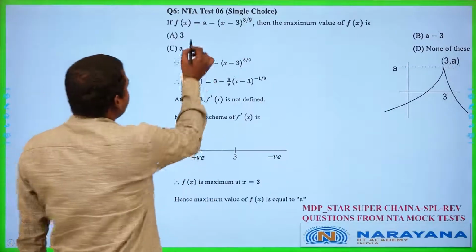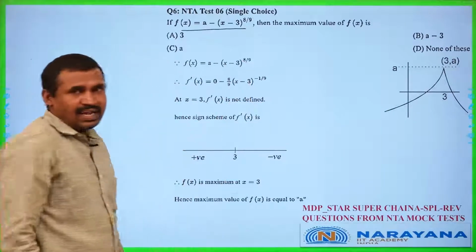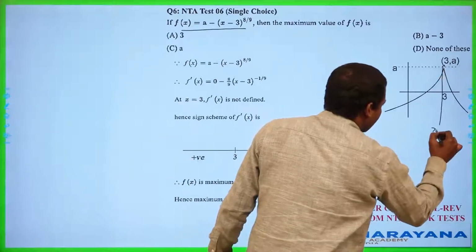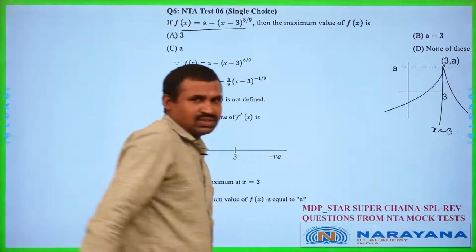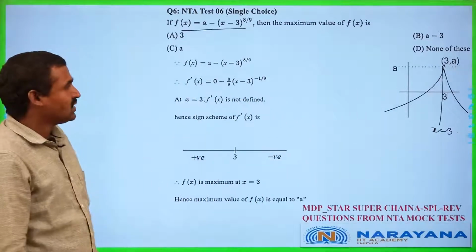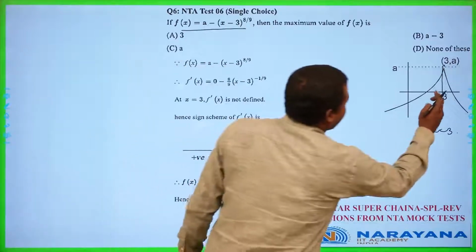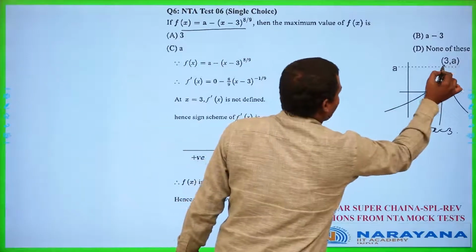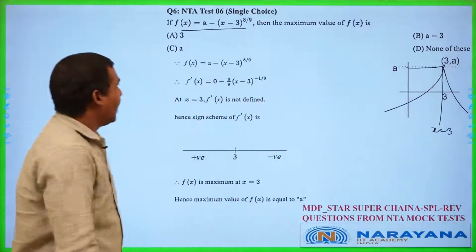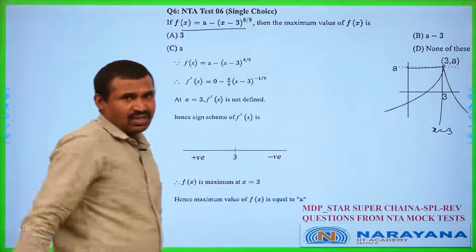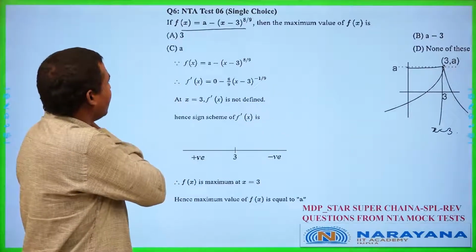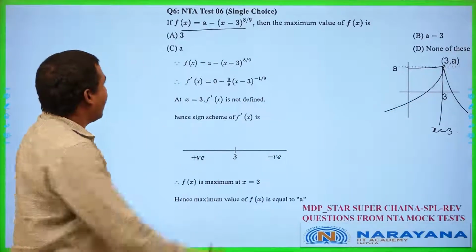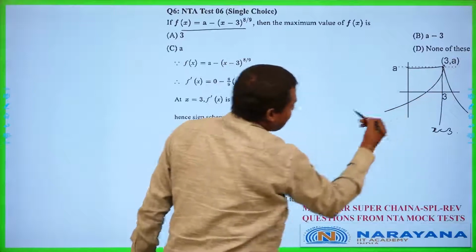If you observe this function, clearly it is symmetric about x is equal to 3. At x is equal to 3, the value is a, and whenever x tends to infinity, this tends to minus infinity. Whenever x tends to minus infinity, in that case also it tends to minus infinity.